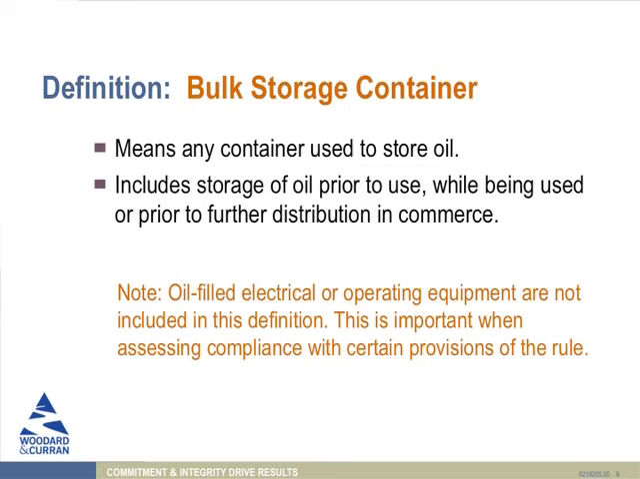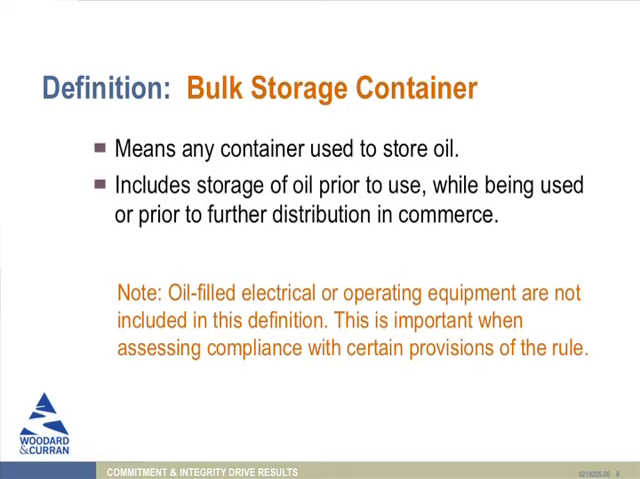Another definition that's going to be key is a bulk storage container. This is one of the main regulated categories under this program. Any container used to store oil, and again, 55 gallons or more is the threshold. If you have a 30-gallon drum of oil, it's not regulated under this program, 55 and above. And it includes storage of oil prior to use, while being used, or prior to further distribution and commerce. Basically just anything you're storing for use or future use on your campus.